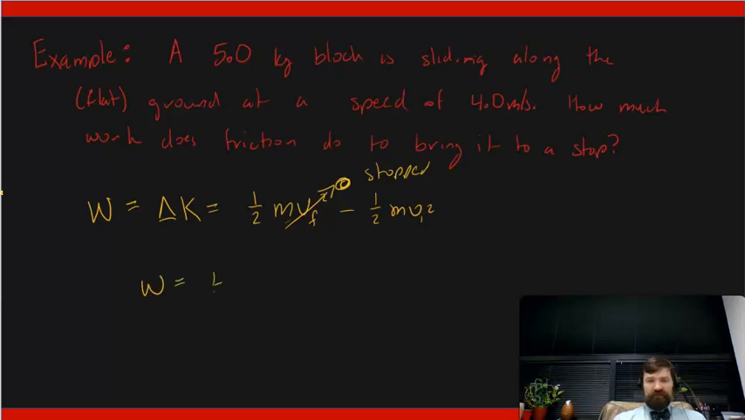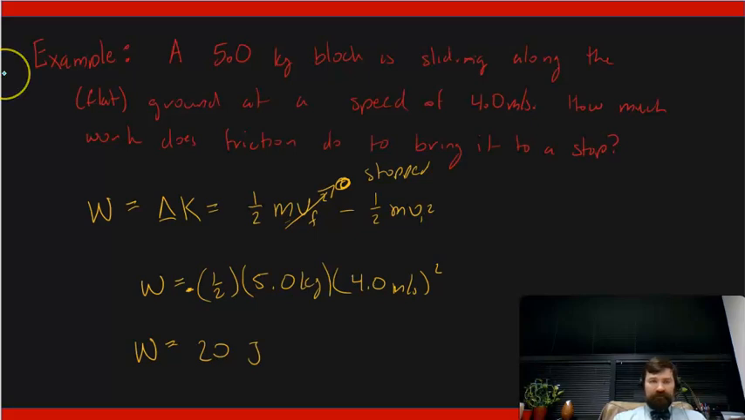So work becomes 1/2 times the mass, 5.0 kilograms, times the speed, 4.0 meters per second, quantity squared. Work is negative because the thing is slowing down. So work becomes negative 40 joules. And that's how much work is done in bringing it to a stop.